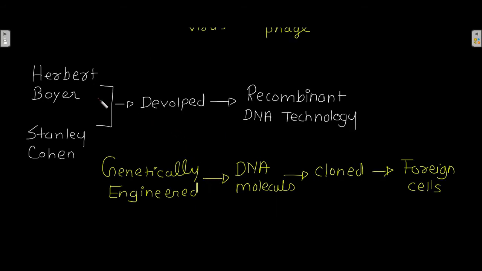After that, Herbert Boyer and Stanley Cohen developed the recombinant DNA technology, and these two scientists showed that genetically engineered DNA molecules can be cloned in foreign cells. This was shown by these two scientists, and that is how the development of the recombinant DNA technology took place.